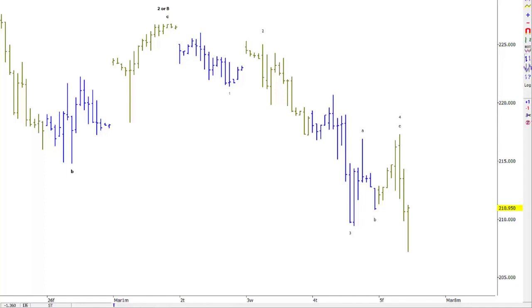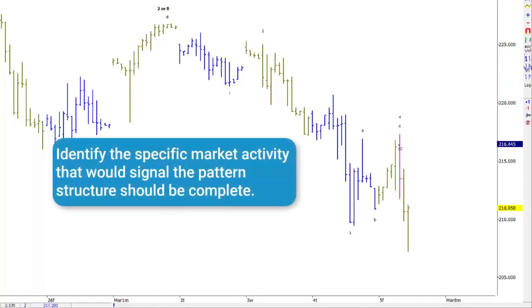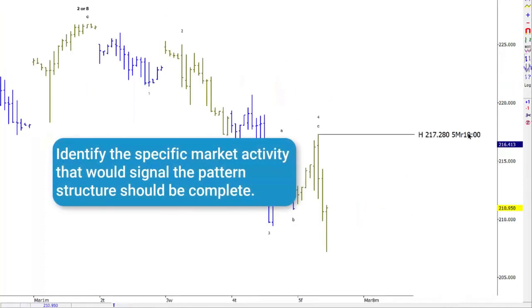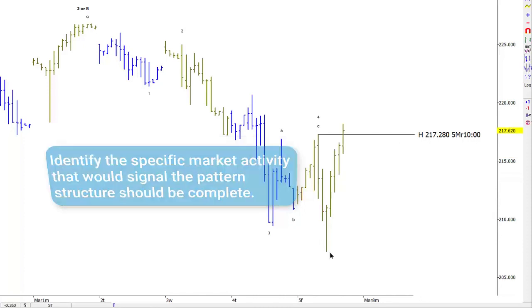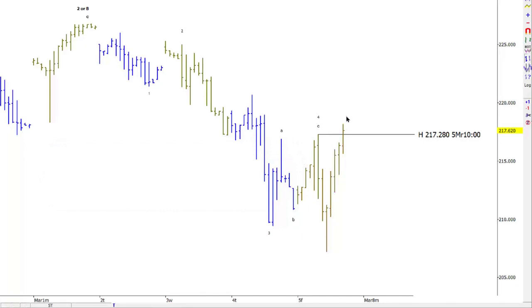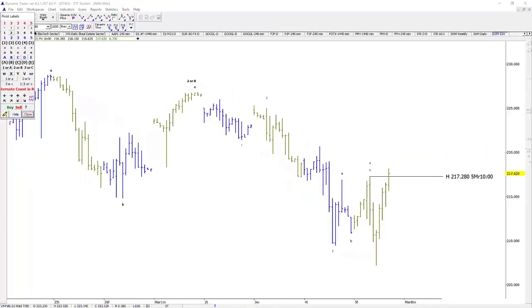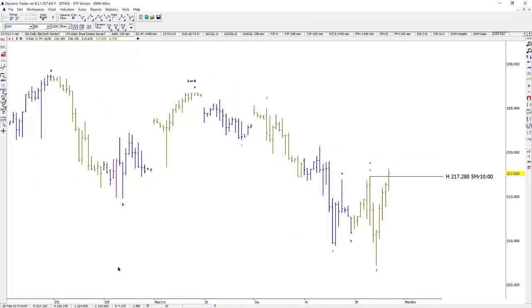The other thing I would do is draw a line across this top and set it as an alert, so that if we took it out, we'd get a little alert from our software. There we go. We just exceeded it. We made the new low, then came back and exceeded the high. We're in a position to have completed a 5-wave decline. Now, is that a wave 3 or a wave C?